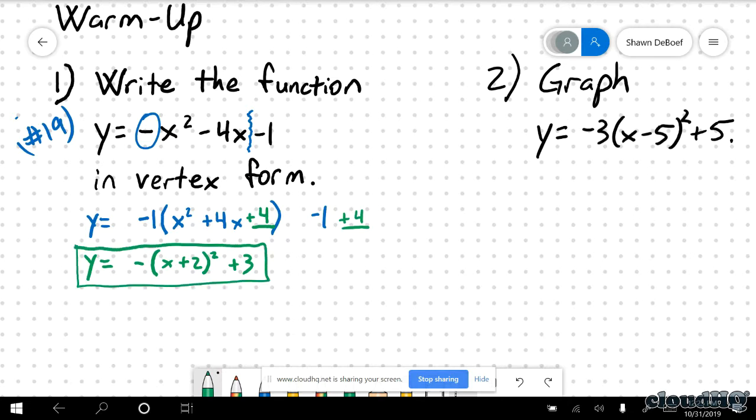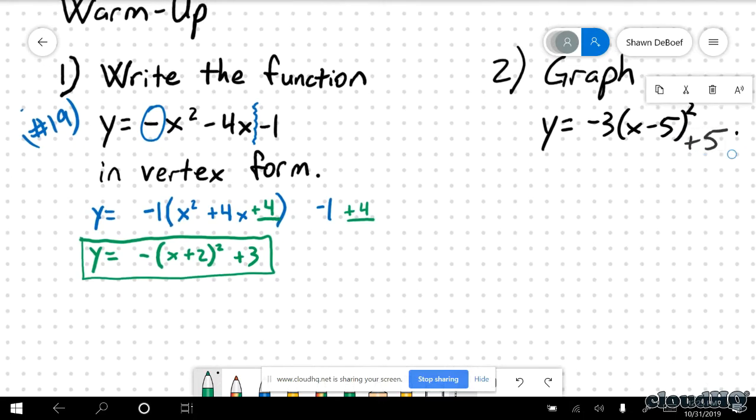I didn't ask what the vertex was. I just asked for it to be in vertex form. We're finished with that one. Then we move on to number 2.